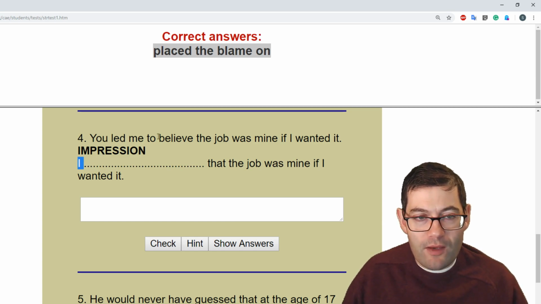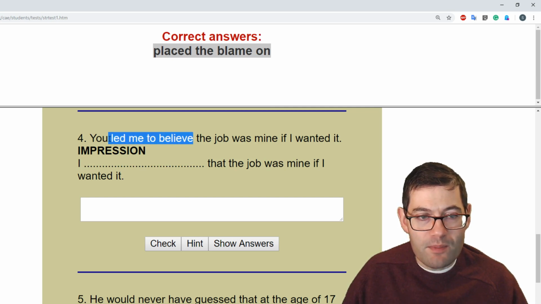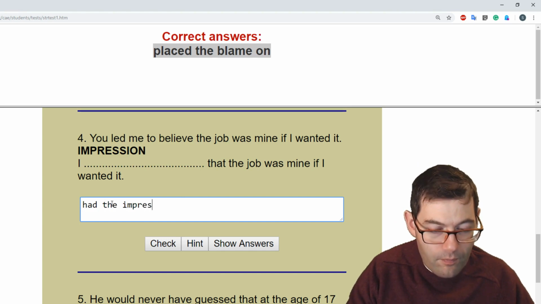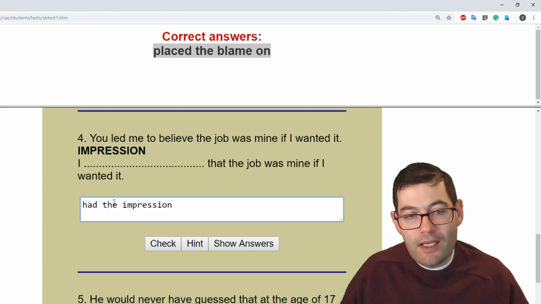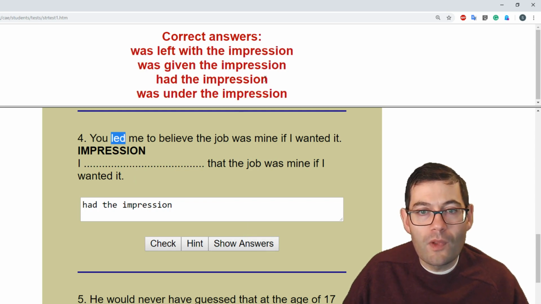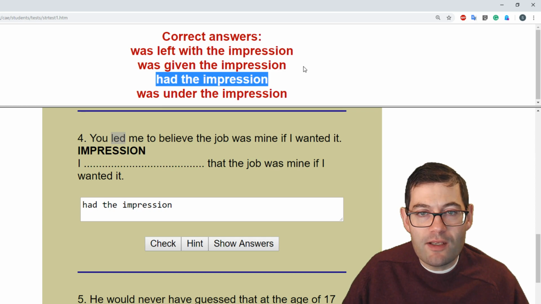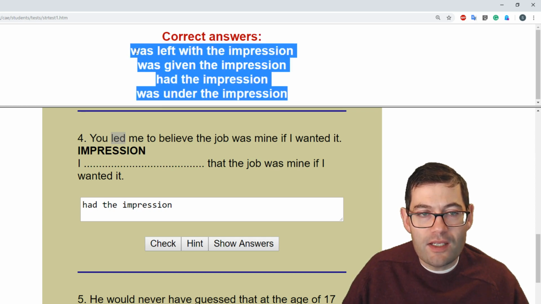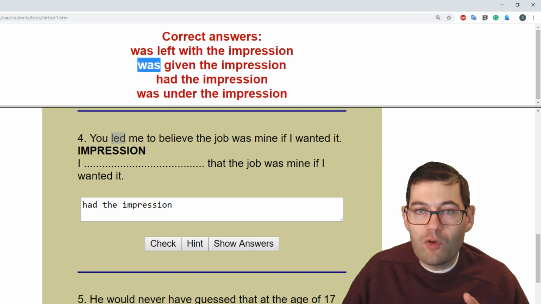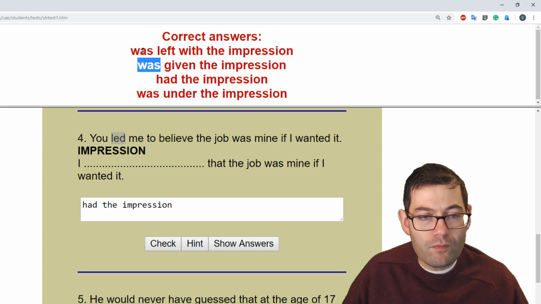So what have we got to do here? We've got to replace the language, which is this bit here. You led me to believe. So, whoops, spelling's gone wrong there. I had the impression. We've got to have the past form here because the past form is here as well. So I had the impression. As we can see in the answer key, this is one of our answers, but as you can see, there are 3 other answers, 1, 2, 3, which focus on using the verb be. All of these answers are fine. So we had a number of options available to us.